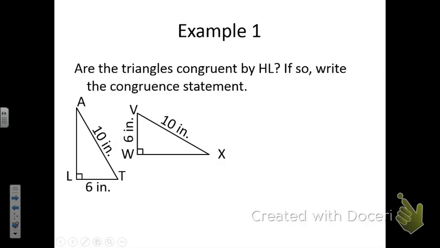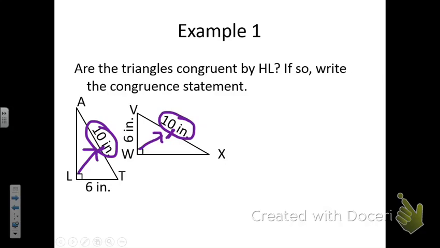Second thing that we have to know is that we have hypotenuses that are congruent. So if I look at my triangle ALT, which side would be its hypotenuse? AT. Good. It's directly across from the right angle, so it's 10 inches. If I look at my second triangle VWX, what is its hypotenuse? Good. VX, which again is directly across from the right angle. So are my hypotenuses congruent? Yes, they are. Let's mark them with a tick mark.